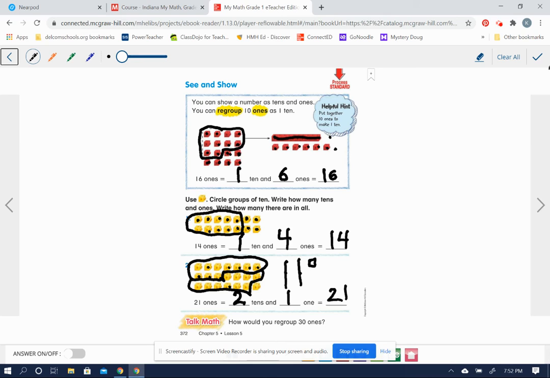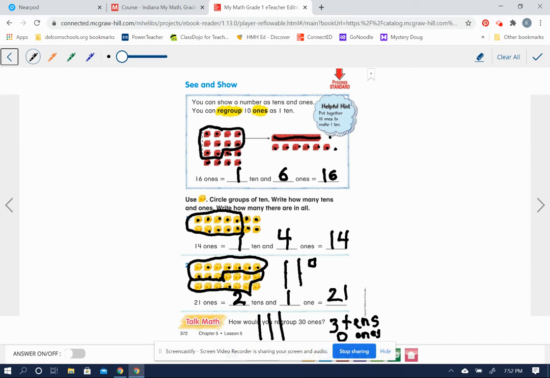Okay? How would you regroup 30 ones? Well, first of all, that would take a long time to draw out 30 cubes, wouldn't it? But how could we regroup them? How many tens would that be? Let's see. Here's 10, 20, 30. That would be 3 tens. 3 tens. And do we have any ones? No. 0. Oh, well, let me write it over there. 0 ones. Oh, I ran out of space here too.